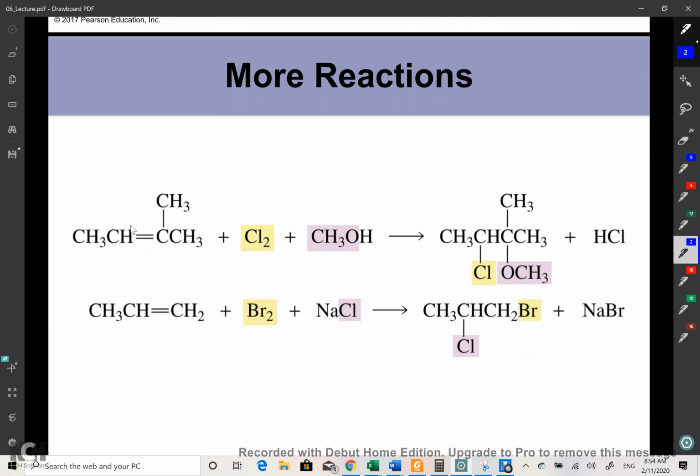And so you can have more reactions of that nature. Remember I said water is a form of alcohol, so this is an alcohol over here. The alcohol will add to the carbon that is more substituted, and then the chlorine will add to the other one. You can practice the mechanism. Use this one to practice your mechanism at home before you sleep.